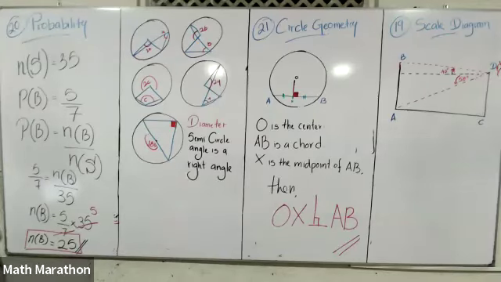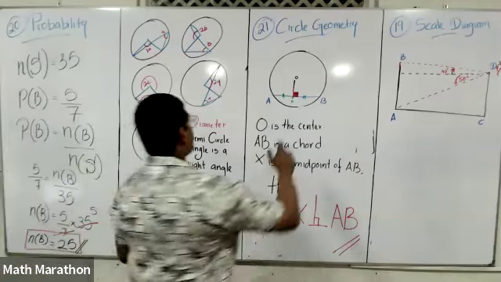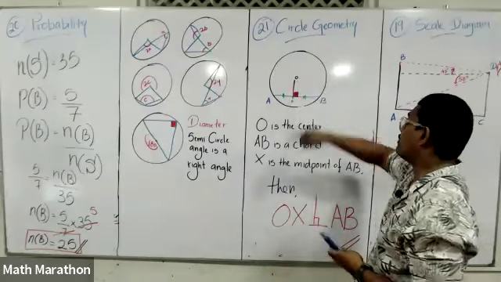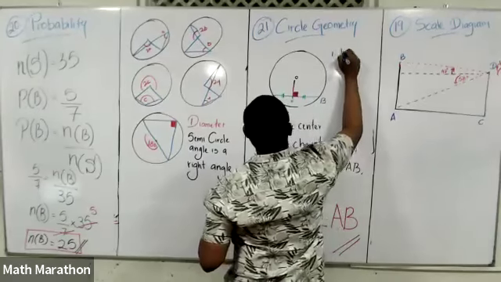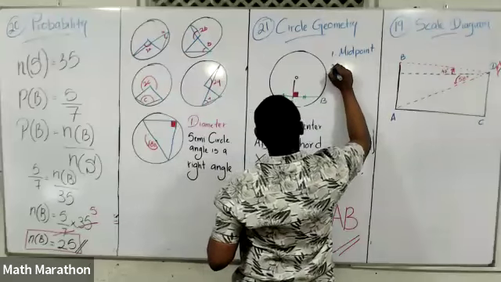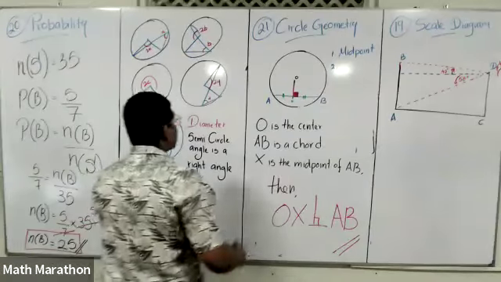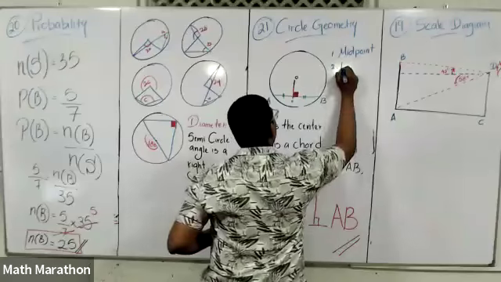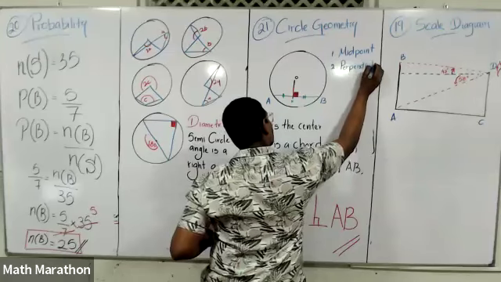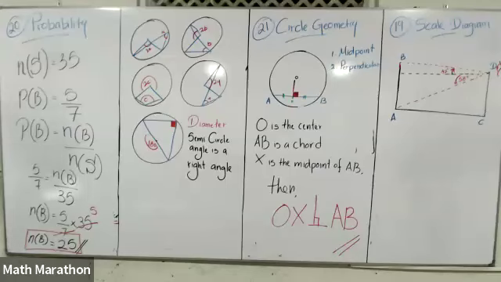They are asking the theory. Fill in the blanks. The straight line joining the center of a circle to the dash of a chord, that is, to the midpoint of a chord, is dash to the chord. Perpendicular. First dash is midpoint, second dash is perpendicular. Fill in the blanks.